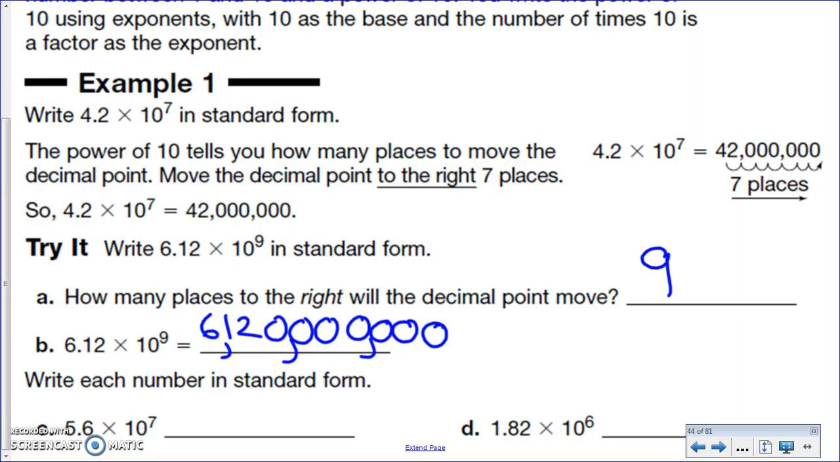So we get 6,120,000,000. And we can check to make sure our answer is right by going back and counting to make sure we have 9 places from where the decimal started to the end of the number.